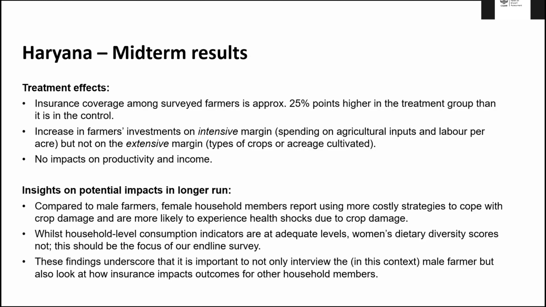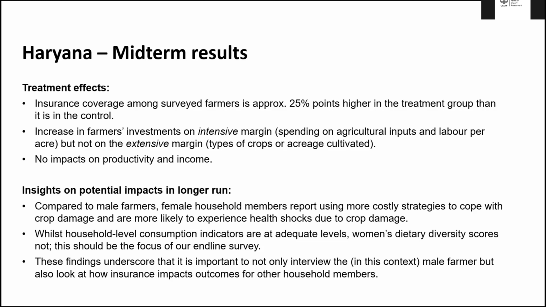We also see increases in investments at the intensive margin at midline. So we see increased spending in the treatment group on agricultural inputs, and especially for tomato farmers, we see increased spending on labor. But this is all in terms of intensive margin. We do not see anything at the extensive margin, for instance, types of crops that farmers might be growing, and the total acreage cultivated. We also don't see impacts there. We also do not see impacts on productivity and income.